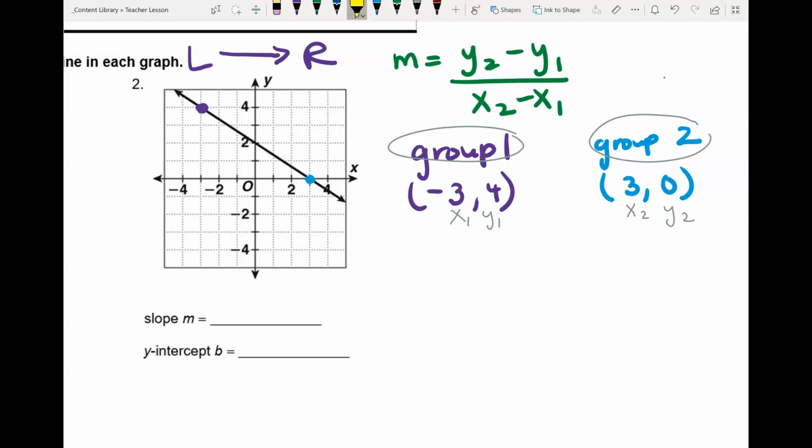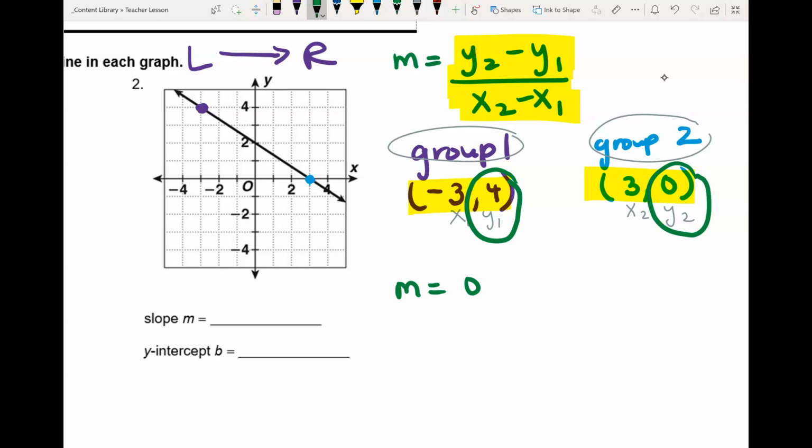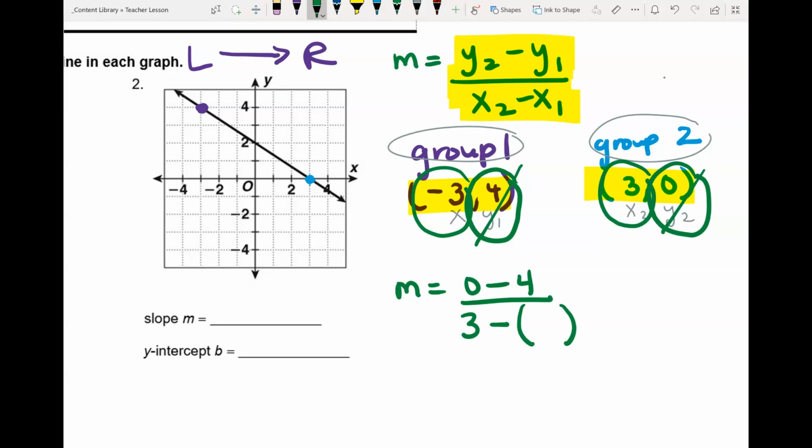Now I'm just going to use this formula right here and plug these numbers into that formula. So first is my y2, and this is y2 here, and this is y1 here. So I'm going to take 0. So I'm going to say m is equal to 0 minus 4, and I'm done with those two. Then I'm going to go x2, which is 3 minus -3. So I'm going to do a parenthesis because it's a minus -3. Now all I'm going to do is solve.